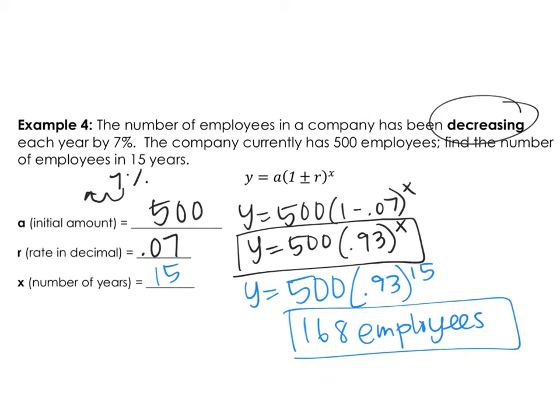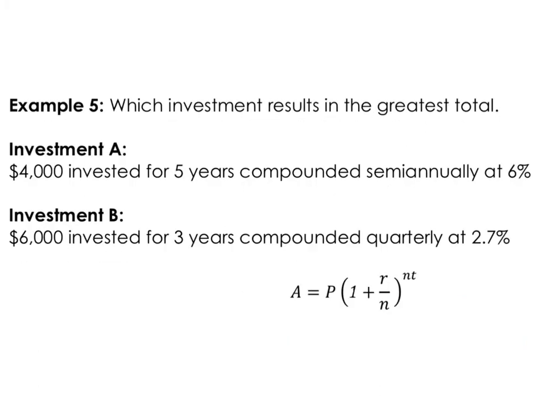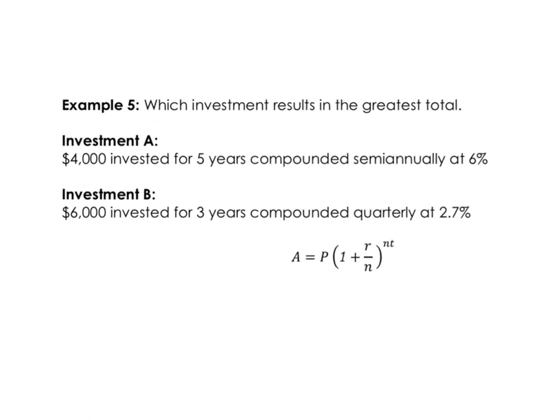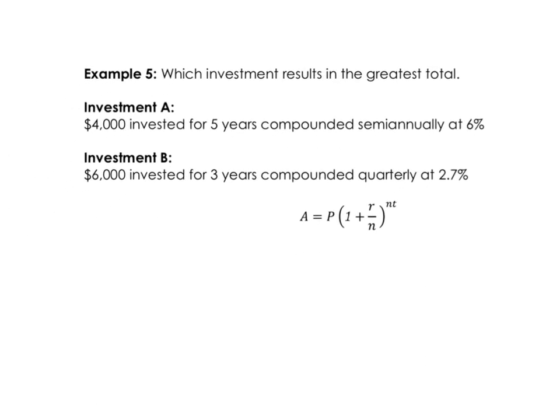So if you notice, the last 4 examples that we did were all talking about something that was happening per year, each year. These next examples that we go into are not going to be the same. They're going to give me a number of times that these equations or these problems happen in a year, and they're going to use the word compounding. So let's look at the next example. Which investment results in a greater total? So let's look at each one of these.